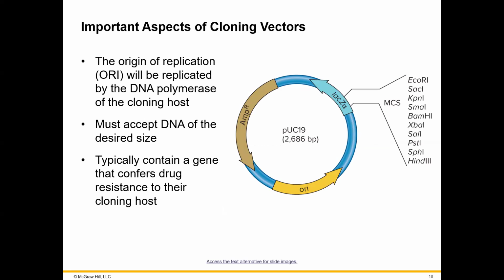You can see the brown at the left, AMP. You can see the yellow at the bottom, ORI. That's just the origin of replication, where, if this was going to replicate inside of a cell, it would start its replication. That's all that means. This is called pUC19, a very commonly used plasmid. And ampicillin is on there.